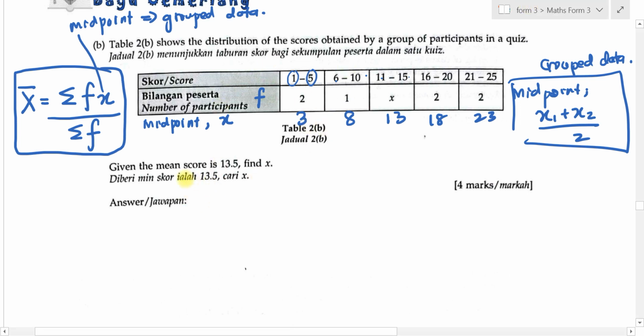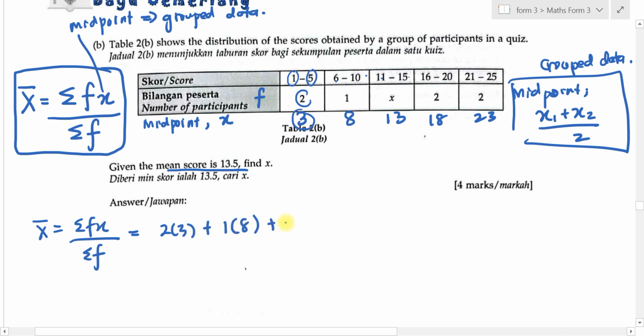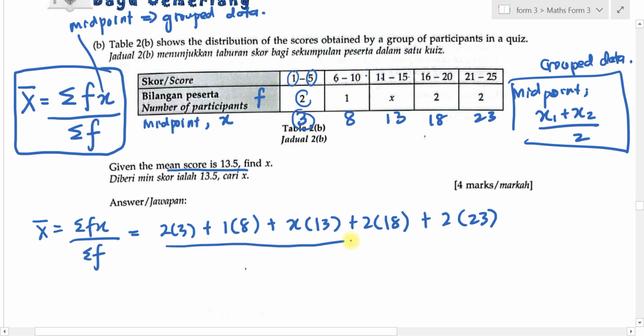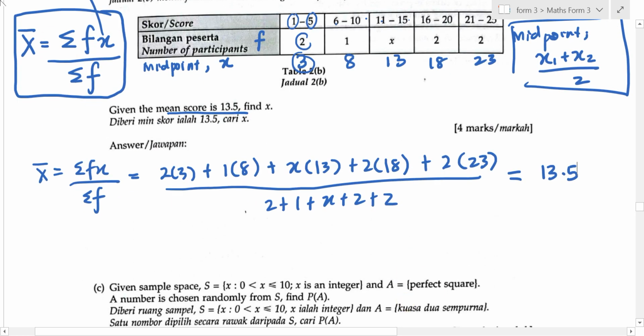Alright, now the mean is already given as 13.5. Find the X. So we need to write down the formula first: summation of fx divided by summation of f. For fx, f and x must be multiplied: 2 times 3, plus 1 times 8, plus x multiplied by 13, plus 2 multiplied by 18, plus 2 multiplied by 23, and then divided by the total frequency: 2 plus 1 plus x plus 2 plus 2, and the answer should be 13.5. This is the mathematical sentence. We need some space to solve this.